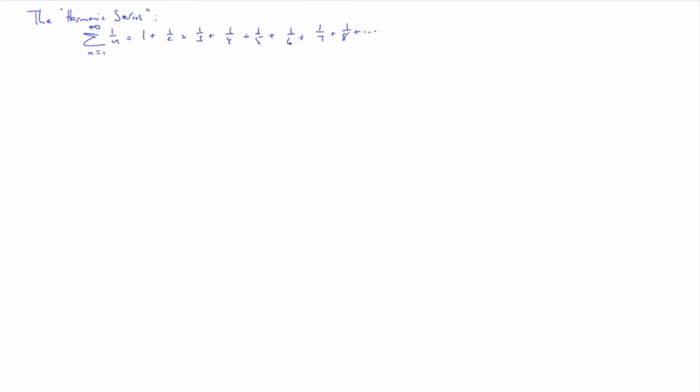This series is known as the harmonic series, the sum n equals 1 to infinity of 1 over n, which is informally 1 plus a half plus a third plus a fourth plus a fifth, and on and on and on forever like that. And there's certainly no doubt that the limit as n goes to infinity of the terms of the series, the limit as n goes to infinity of 1 over n, is equal to 0.